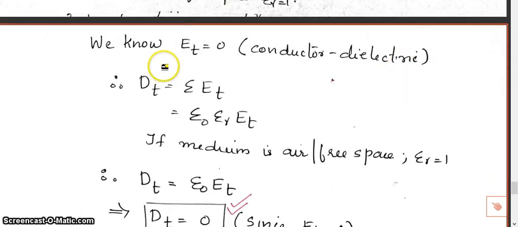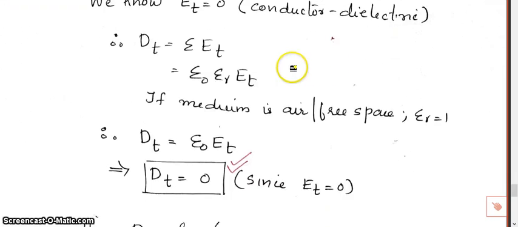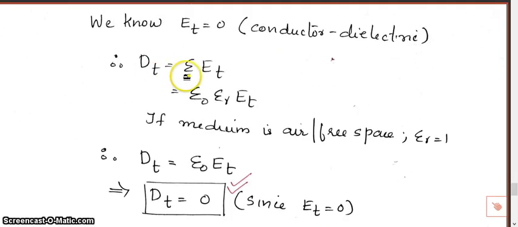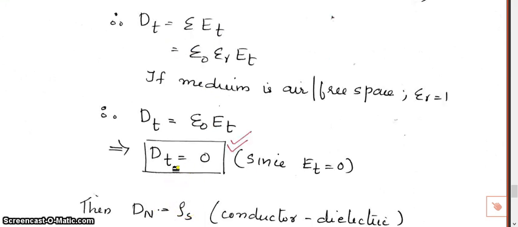Now we know Et is equal to 0 for a conductor dielectric medium. Then similarly we know what Dt is. Dt is equal to epsilon Et. Epsilon is equal to epsilon 0 epsilon r into Et, and we know for free space epsilon r is equal to 1. So we will get Dt is equal to epsilon 0 Et. Since Et is equal to 0, Dt will also be equal to 0 in this condition.